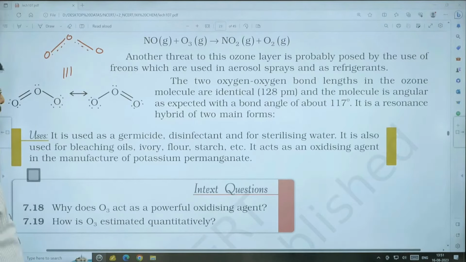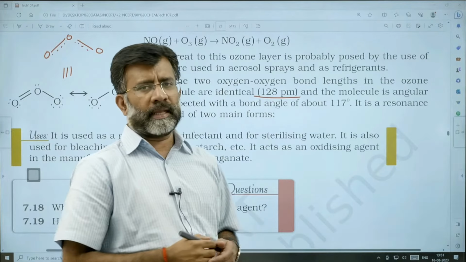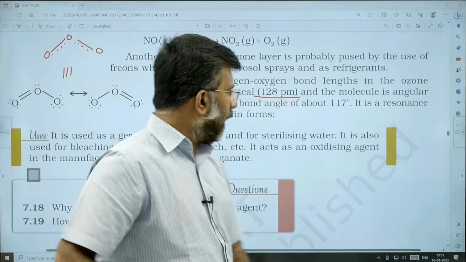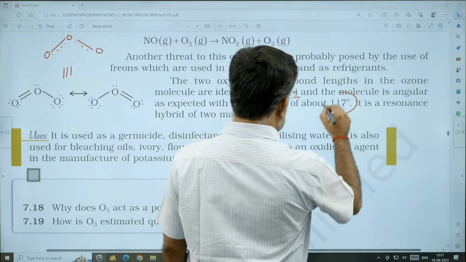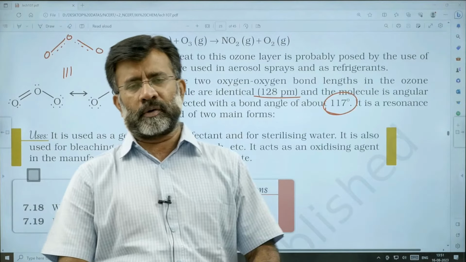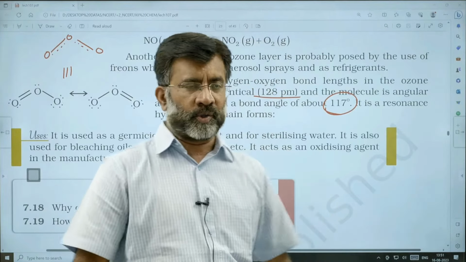Both the bond lengths are equal, 128 picometer, due to resonance hybrid character, and the bond angle is about 117 degree. Molecular dimensions of ozone are also very important. Angular shape, that is ozone.